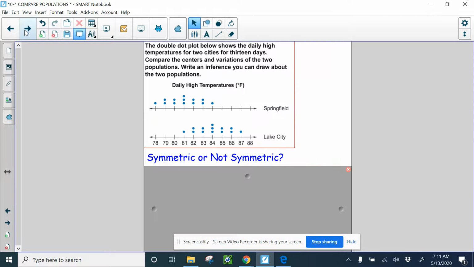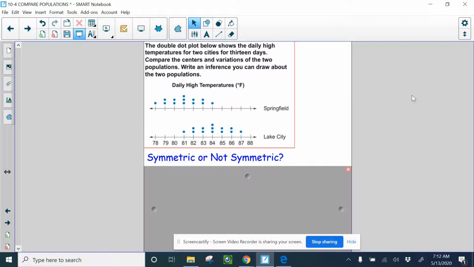Okay, the next thing I want to look at is a dot plot. You have not really seen dot plots that much, however, dot plots just have a dot, or sometimes an X, to show the different points of data. So if I look at this one, this dot right here on the graph represents one temperature of 81. This is 2 temperatures of 82. This is 4 temperatures of 84, and so on.